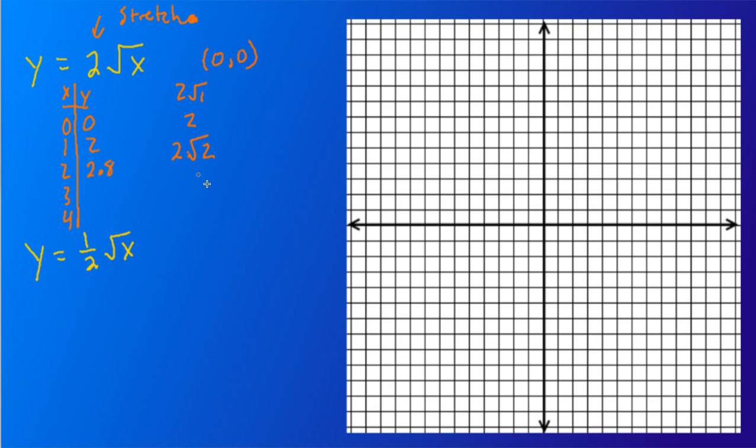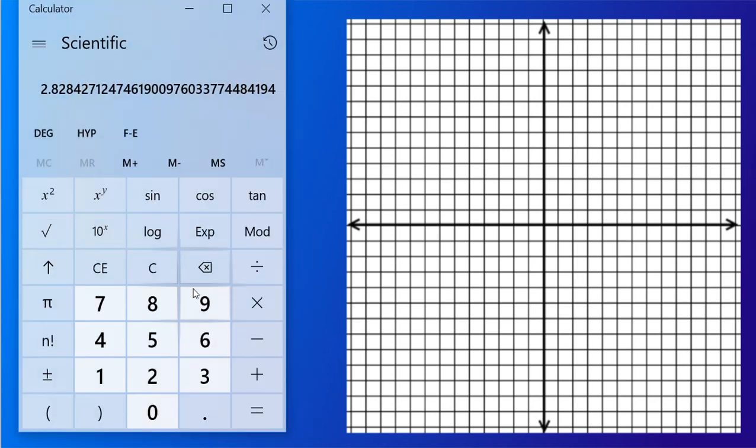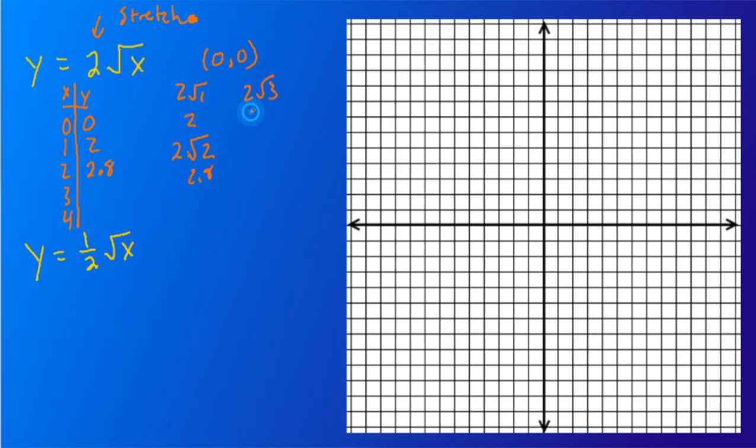Now if I do 3, that's going to be 2 square root of 3. So I have to do the square root of 3 first. There's my square root of 3, but then I have times 2 on the outside. I get 3.46. Round that to 3.5. And the last one, if I do 4, I have 2 root 4. The square root of 4 is 2, so I have 2 times 2, which is 4. So this is 4.